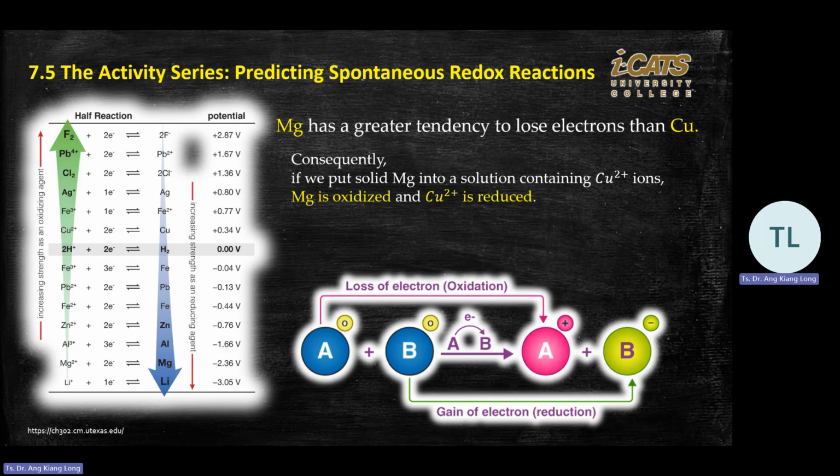You know this kind of concept. So what do we mean by reduce? Reduce means it receives electrons. You see here, Cu2 plus receives electrons and becomes neutral. Once it's neutral, it comes out of solution. You will see something sticking on the metal or inside the solution, you see copper drop out.